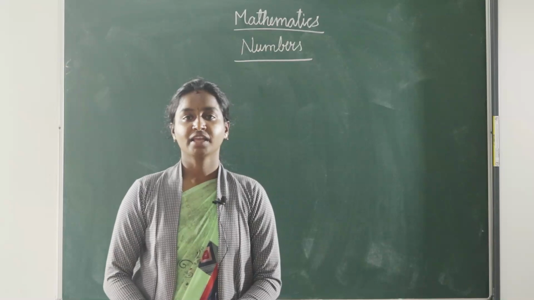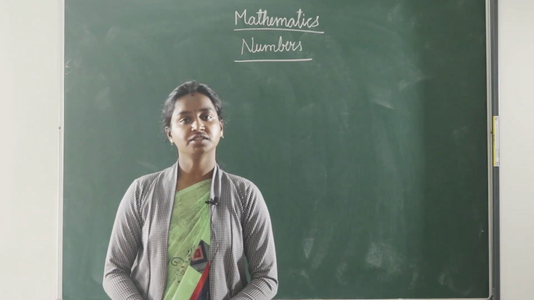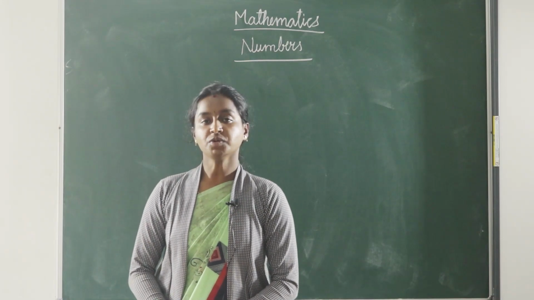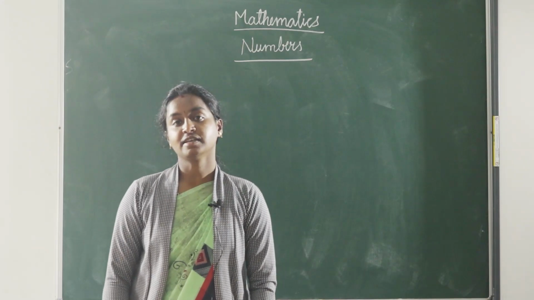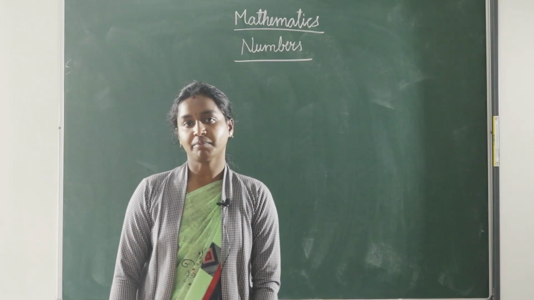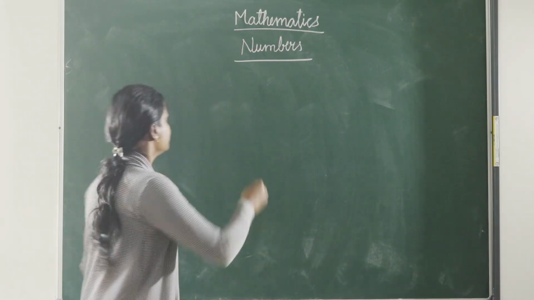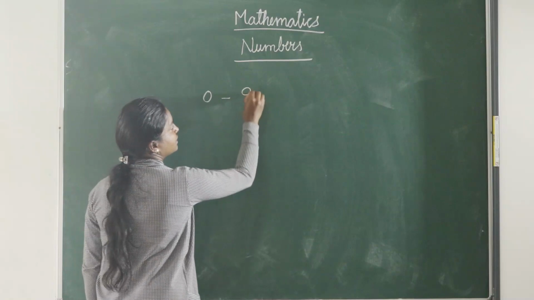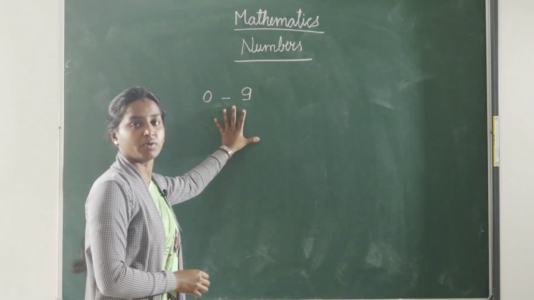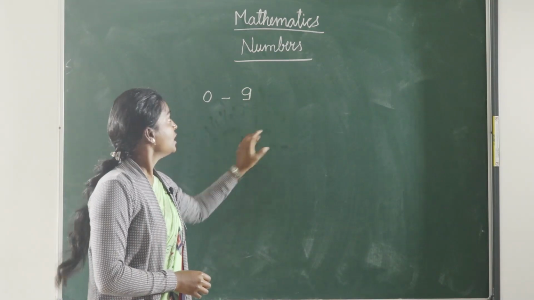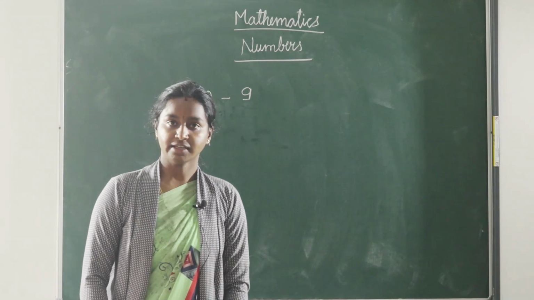Good morning, children. So, in previous class, we have learnt about different shapes. So, let's start a new lesson, numbers. Already you have learnt in previous class what is the meaning of number, and it is made up of different digits, that is from 0 to 9. These digits are the main key points for the numbers. Today we are going to learn about 3-digit number.